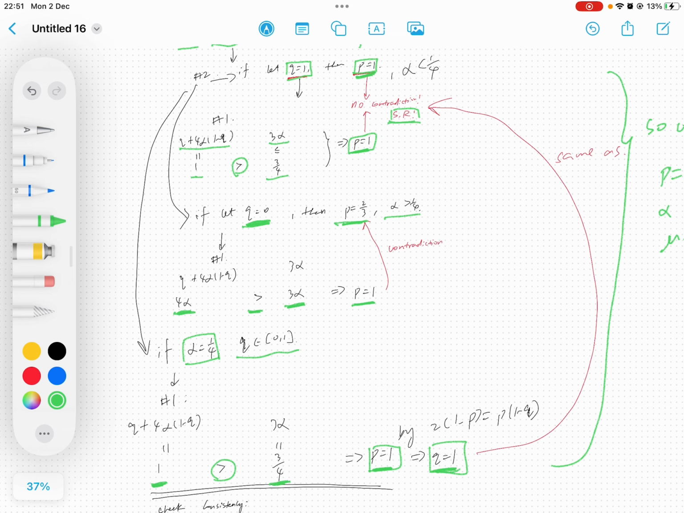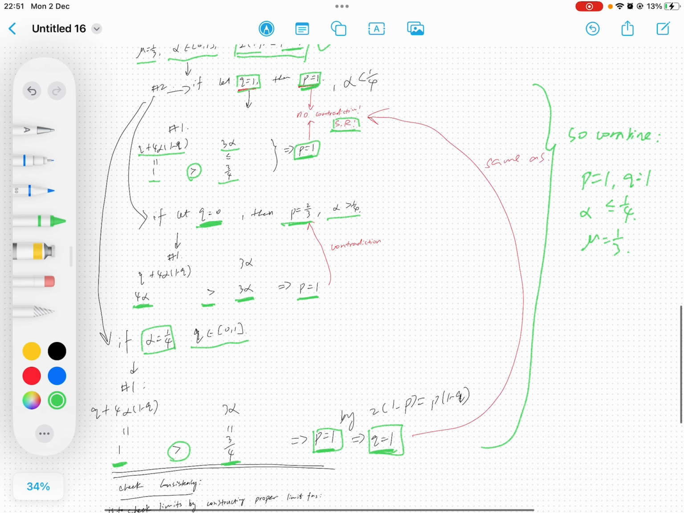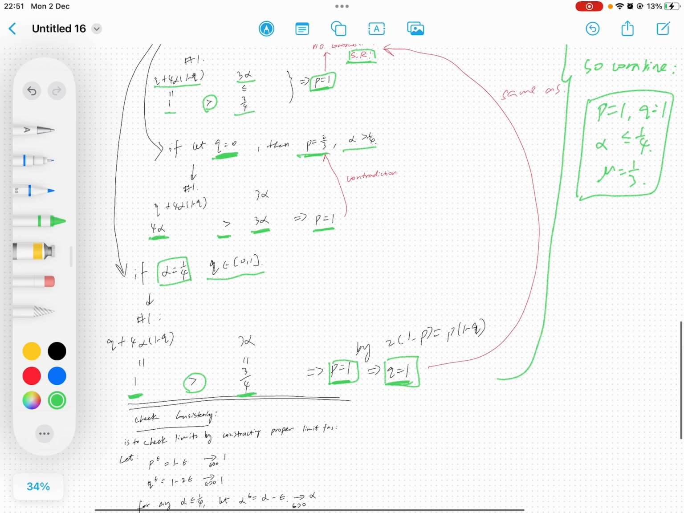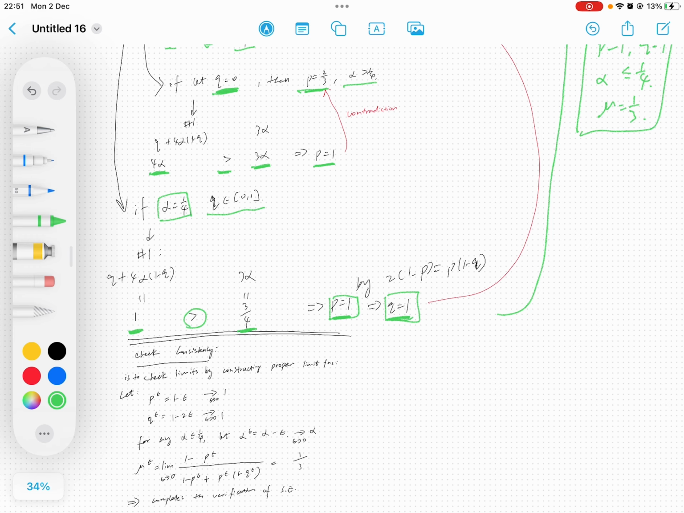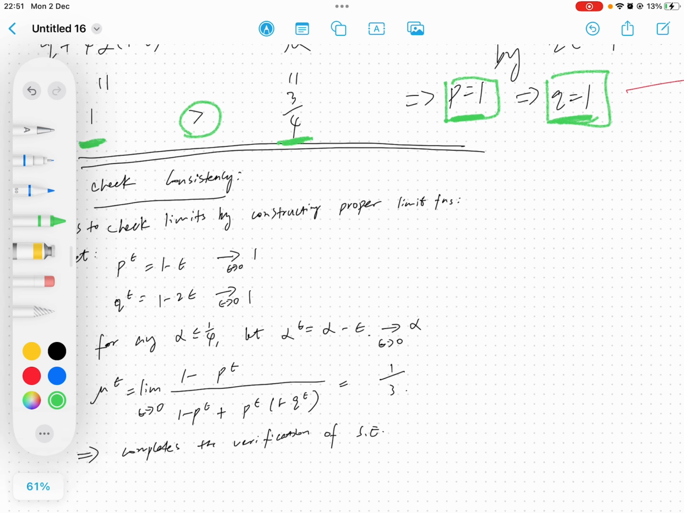Okay. So here we could essentially combine those two cases, such that q is 1, p is 1, and alpha is less than or equal to a quarter, and mu is 1/3. Okay, good. So now we have completed the check for the sequential rationality, and the next would be something to verify for the consistency.